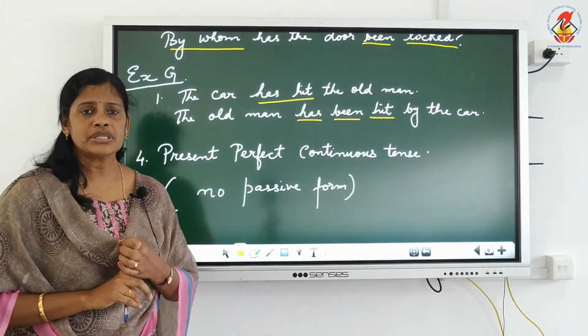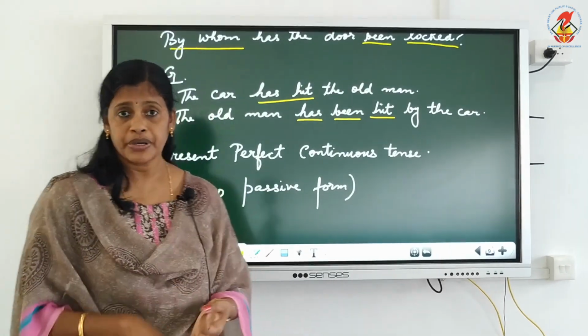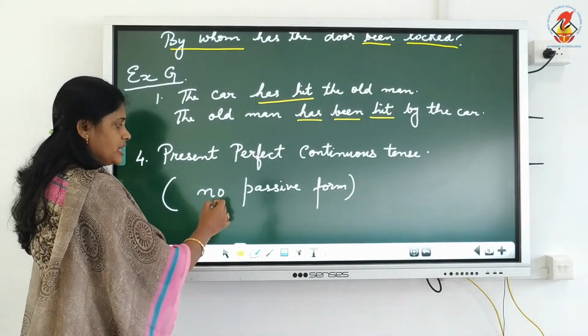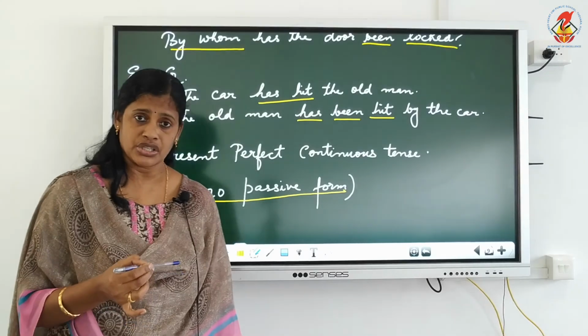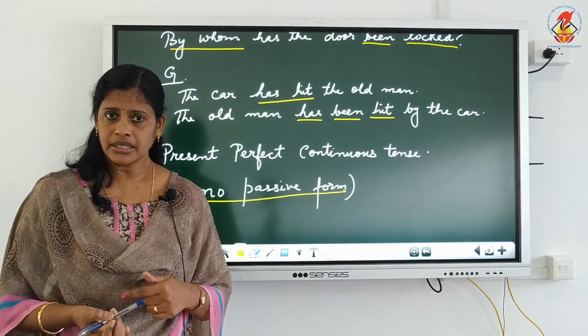Now, three rules I told you for simple present, present continuous and present perfect form. Now, when we come to present perfect continuous tense, children, there is no passive form. We cannot convert a sentence in present perfect continuous tense to its passive form. Is it clear? Thank you, children.